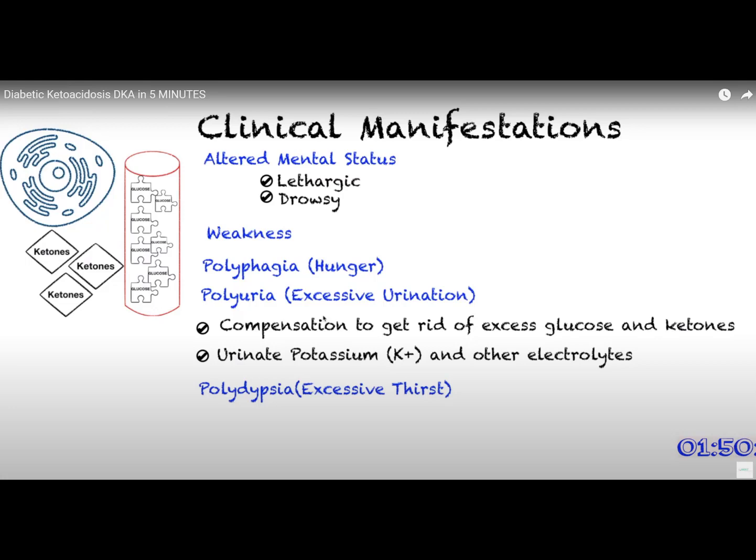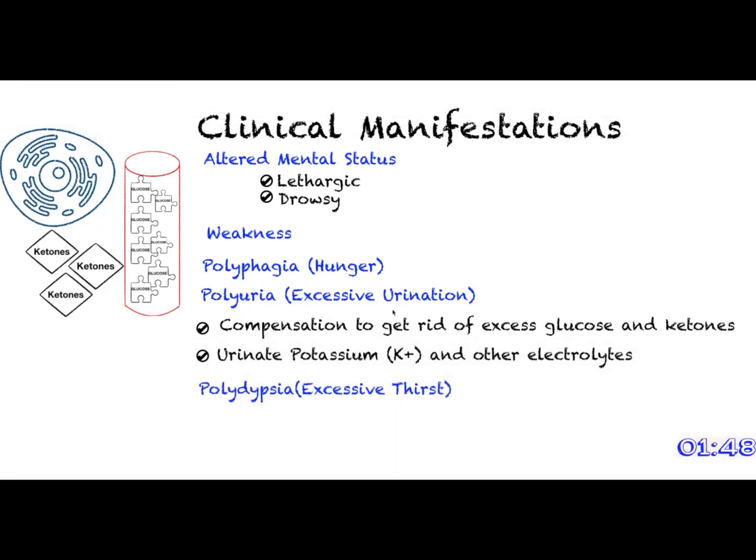Thus, the body will say that you are thirsty. Another symptom is the metabolic acidosis. Now, the body becomes acidotic because of the presence of ketones. Too much of these ketones are very toxic. That's why the body becomes acidotic. So a lot of patients, you'll see that their pH is less than 7.35.